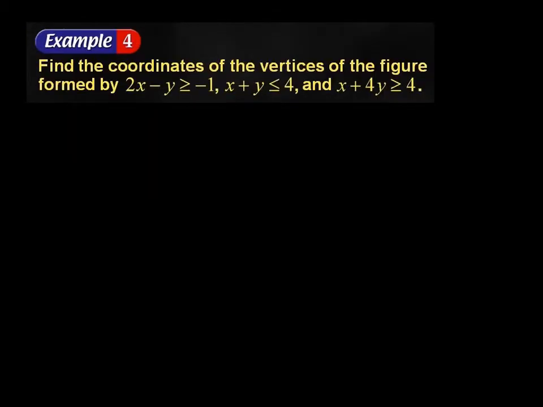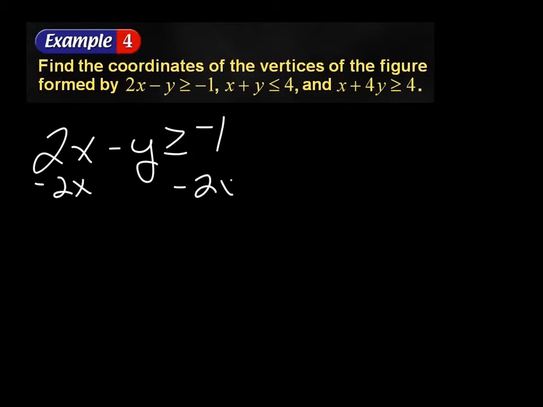Find the coordinates of the vertices of the figure formed by 2x minus y is greater than or equal to -1, x plus y is less than or equal to 4, and x plus 4y is greater than or equal to 4. Okay, we need to solve for y so we can graph, and then on the graph we'll see where they cross, and those will be our vertices. So subtract 2x from both sides. And honestly, at this point, all we're doing is finding vertices, so I really don't even need the inequality. I'm copying it down because it's there, but it doesn't really matter.